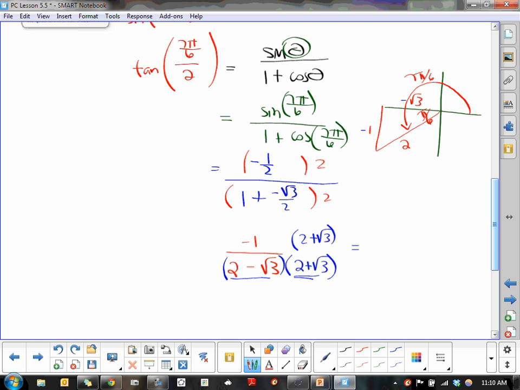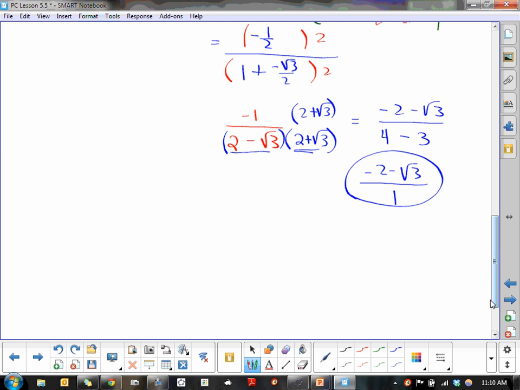So you'll be left with 4 minus 3 over, run your negative through, negative 2 minus the square root of 3. Or it's just negative 2 minus the square root of 3 over 1, which is negative 2 minus the square root of 3. You don't have to have that 1.